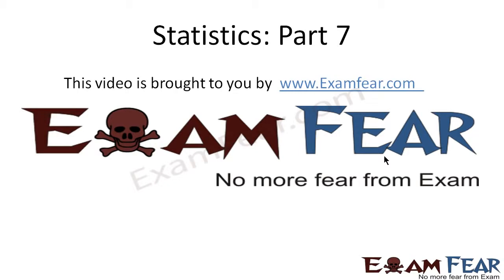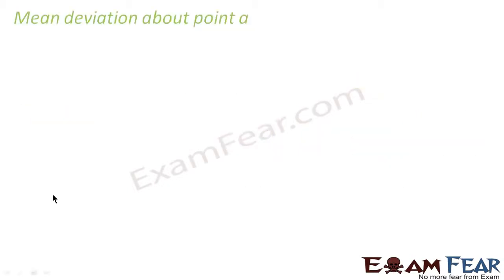Before watching this video, please make sure that you have watched Statistics Part 1 to Part 6. We have learned quartile deviation and range, but still we need something more. We need mean deviation. We find mean deviation about a point, and that point can be any point.